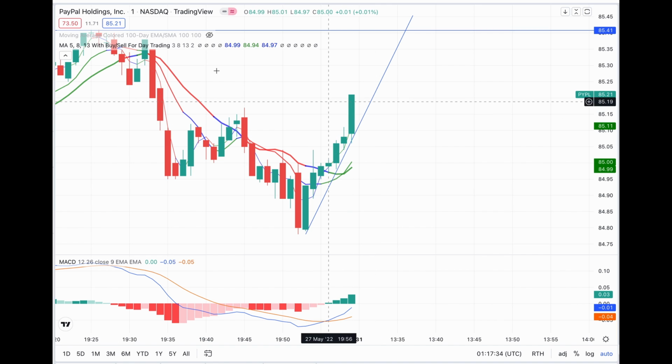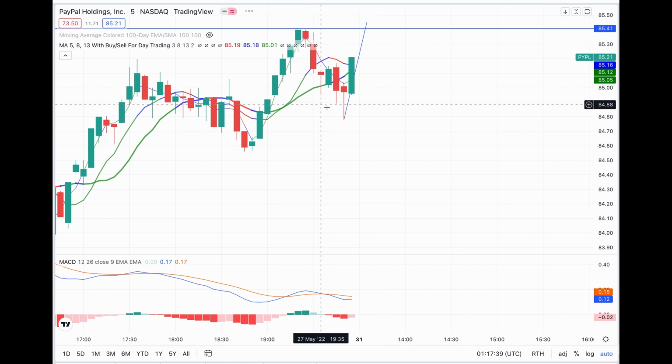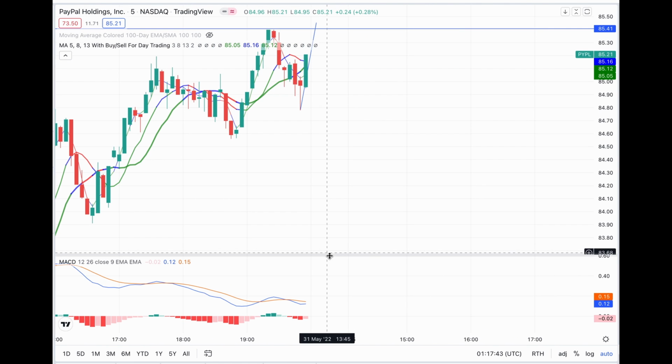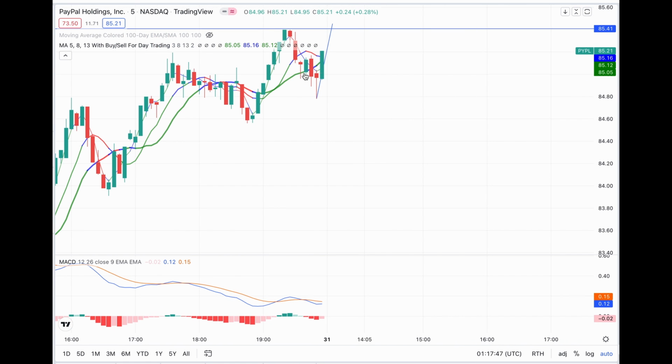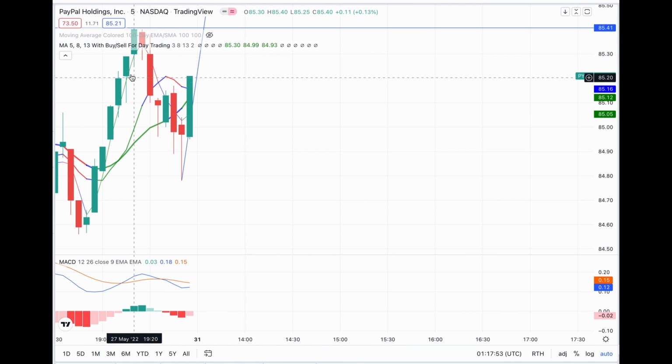So when we look at that, what we want to do is go to maybe a 5-minute or a 3-minute chart. If we go to the 5-minute or 3-minute chart, you're going to see, okay, we are kind of in an uptrend. And then we want to go through this and really look at our moving averages.